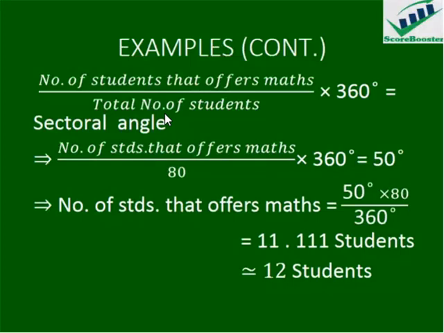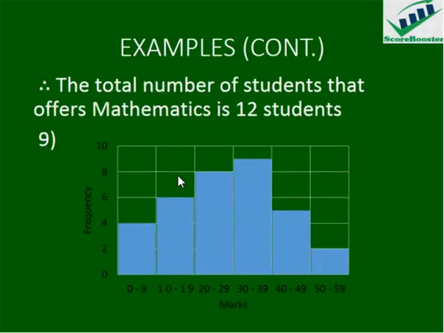Then we know that the sectorial angle of mathematics, which we just obtained, is 50 degrees. So we set up the formula by multiplying 50 degrees by 80 and dividing by 360 degrees. We should evaluate this. We have 11.11 students. A human being cannot be 0.11, so we can approximate it to 12 students. So 12 students offer mathematics. That solves the question. Therefore, the total number of students that offer mathematics is 12 students. So that's the solution to that question.